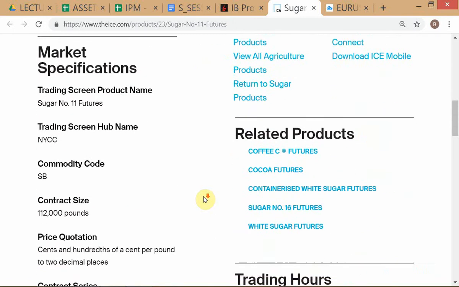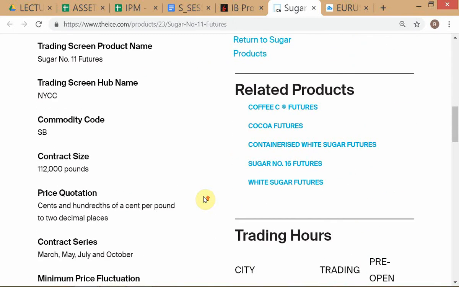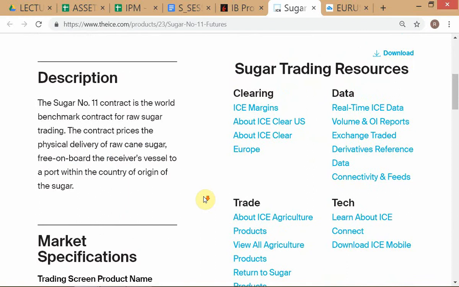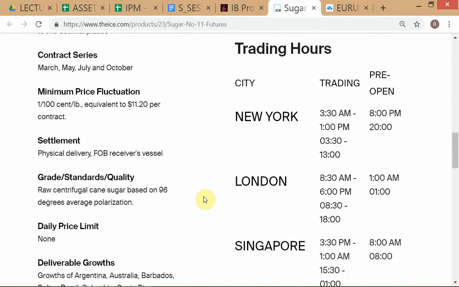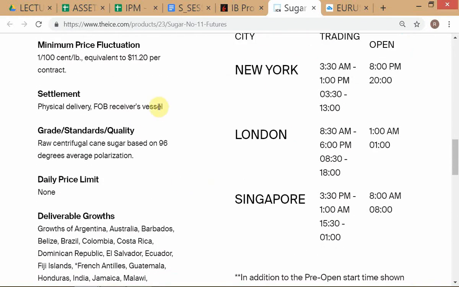And here I'm just taking off from this point, where did we see the FOB mentioned? Here, settlement, physical delivery, FOB, receiver's vessel. So whoever is the buyer, FOB stands for free on board, which means you have to load it also. So the loading charges also you have to pay, okay?